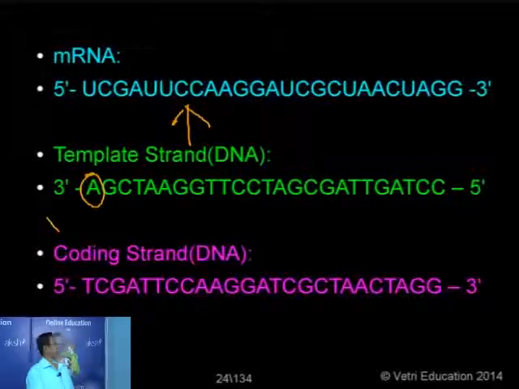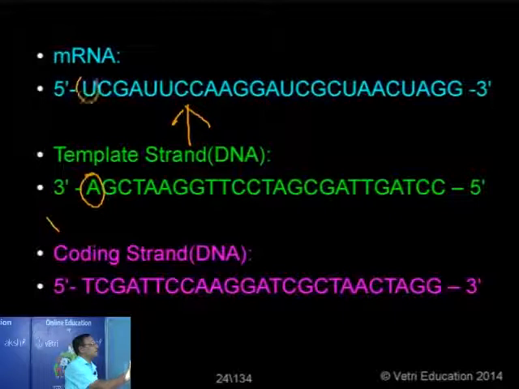The sequences found in mRNA after transcription are complementary to the template strand. So A always forms a pair with U in the case of RNA, and, let us take the second one, G always forms a pair with C. So the base sequence in the template strand and the base sequence in the mRNA strand are complementary to each other.